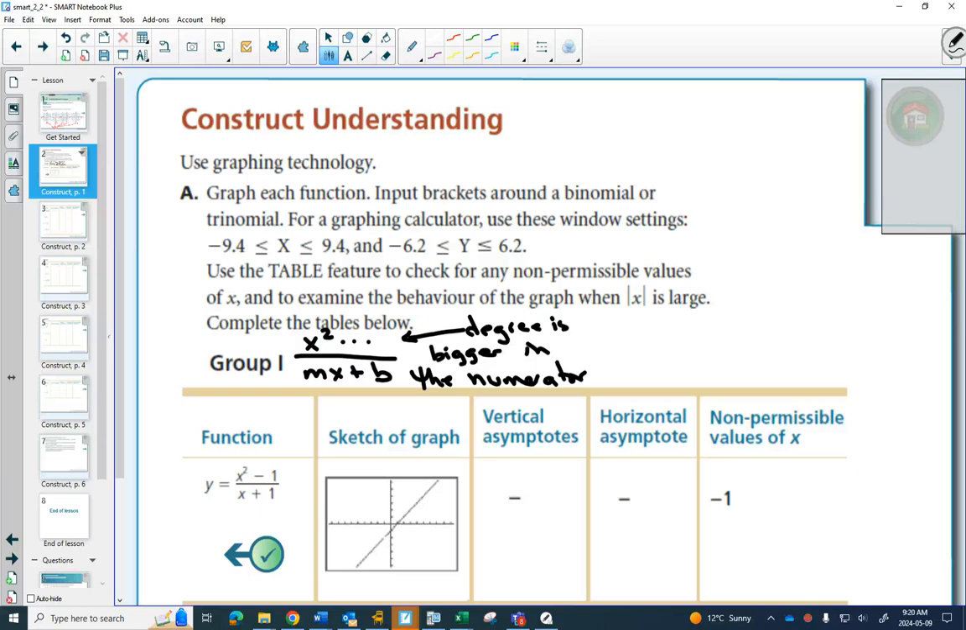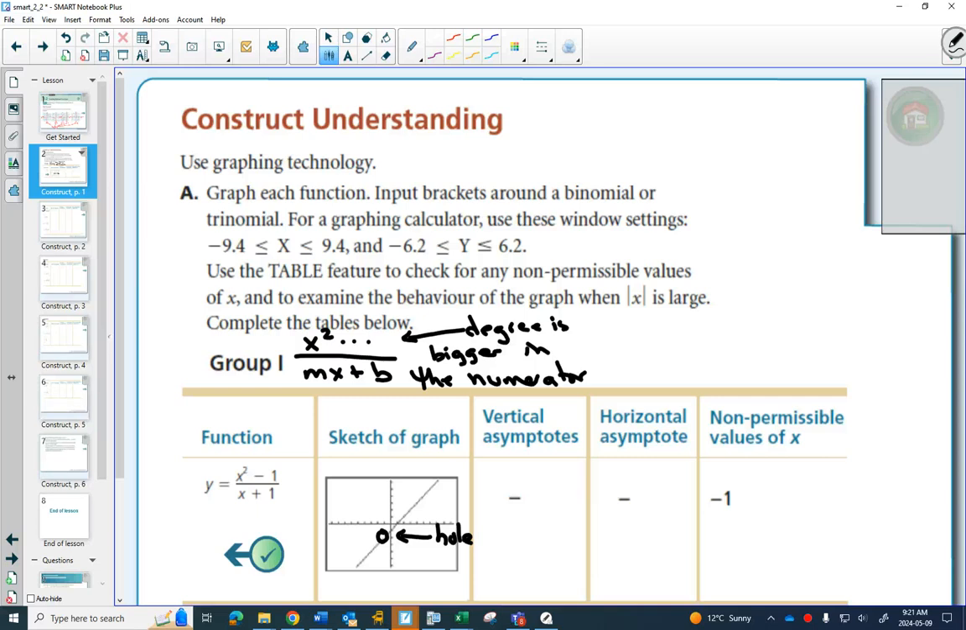patterns. Okay? So in this first one, it has a non-permissible value of -1, but in this situation, the non-permissible value didn't end up with an asymptote. Non-permissible values sometimes are asymptotes, which we saw in the getting started, but sometimes you're going to have holes in your graph. This graph has a hole in it. And we draw a hole by drawing an open circle, saying when the graph got there, it just never hit that point, because that point is not allowed.